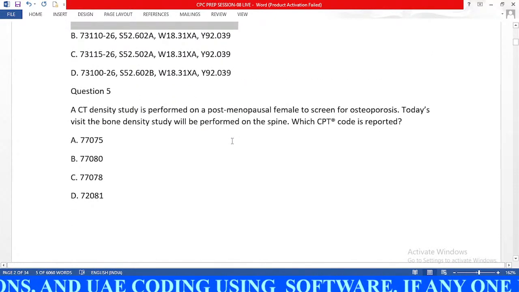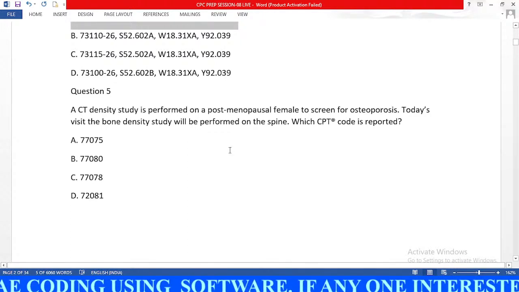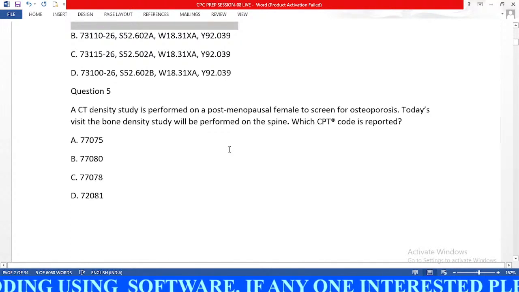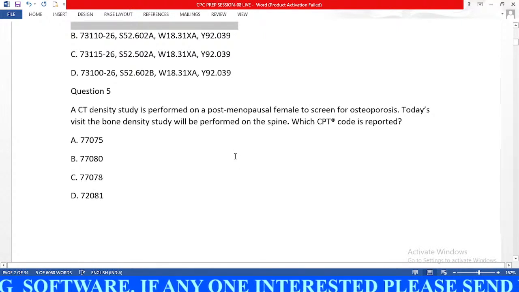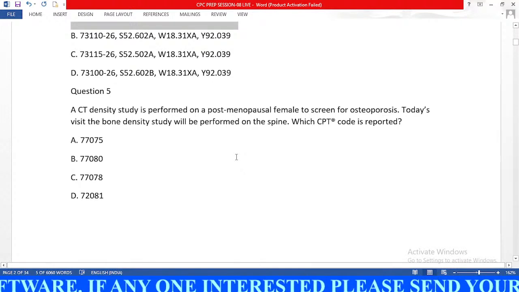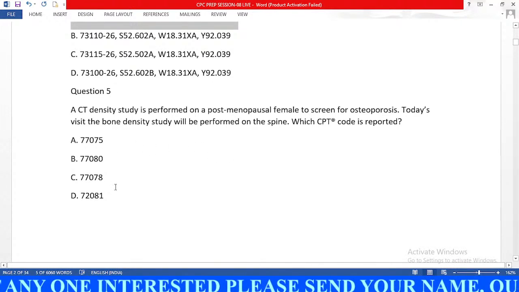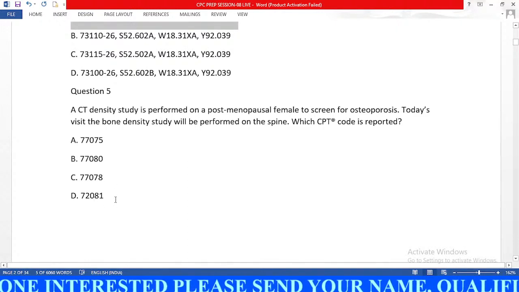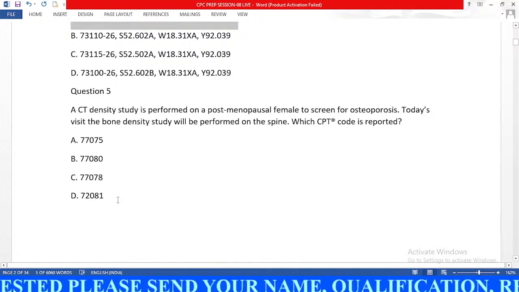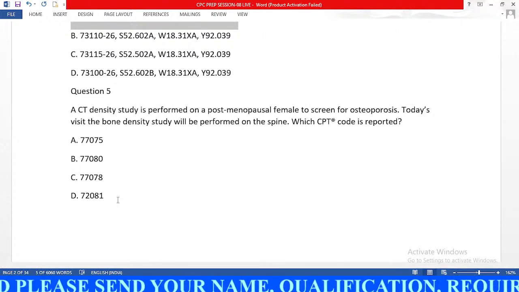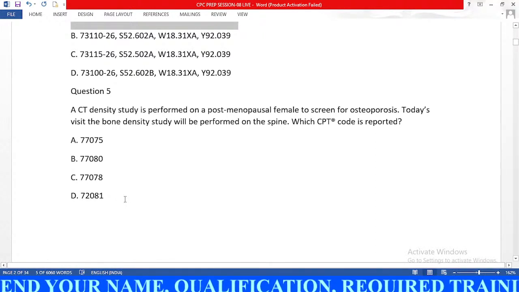So number 5, a CT density study is performed on a postmenopausal female to screen for osteoporosis. Today's visit, the bone density study will be performed on the spine. Which CPT code is reported? 77075, 77080, 77078, 70720, 81. So now it is 10:35. I will give you 3 minutes so we can start discussion at 10:39. So it is very easy only.